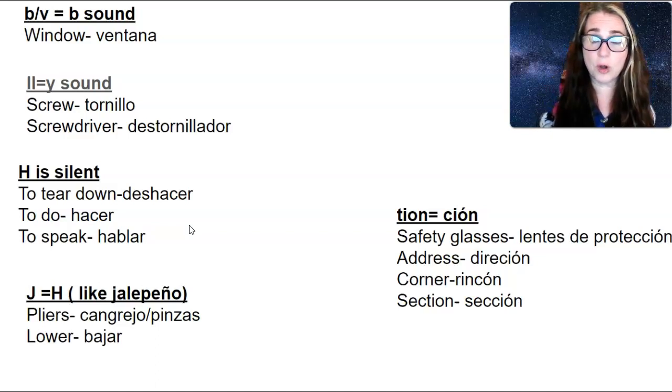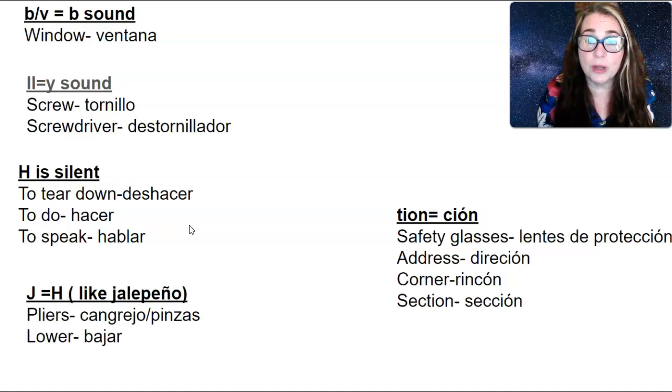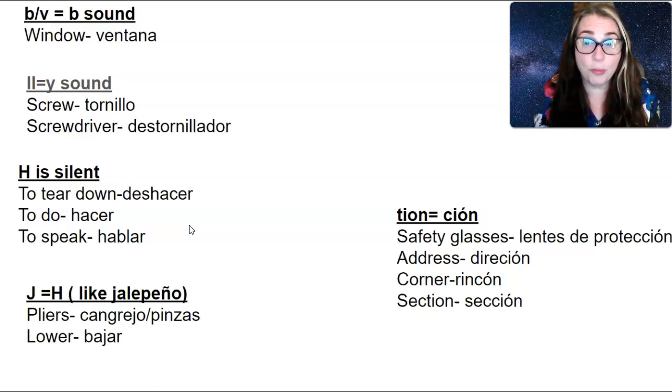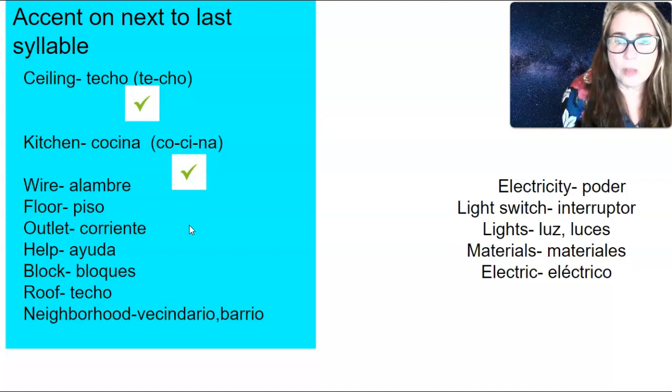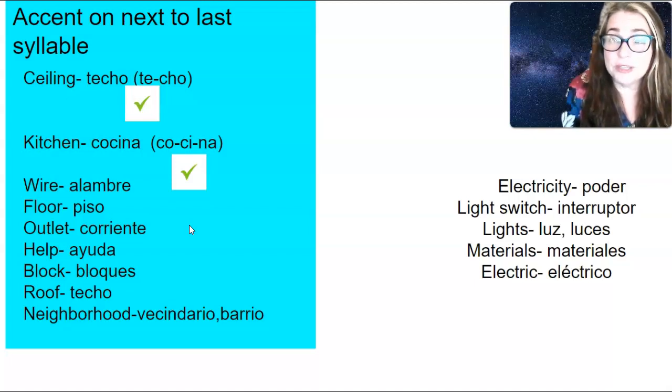The next section, these are words that look just like English because of the sion at the end. For example, like frustration or television or conversation. It's just like that in Spanish. Here we go. Safety glasses, which are really, if you look at it, lenses of protection. Lentes de protección, lentes de protección. Address, dirección, dirección. Corner, rincón, rincón. Section, sección, sección.